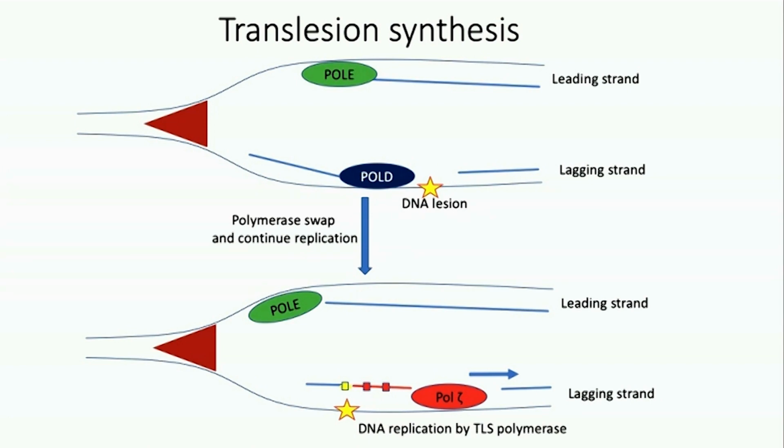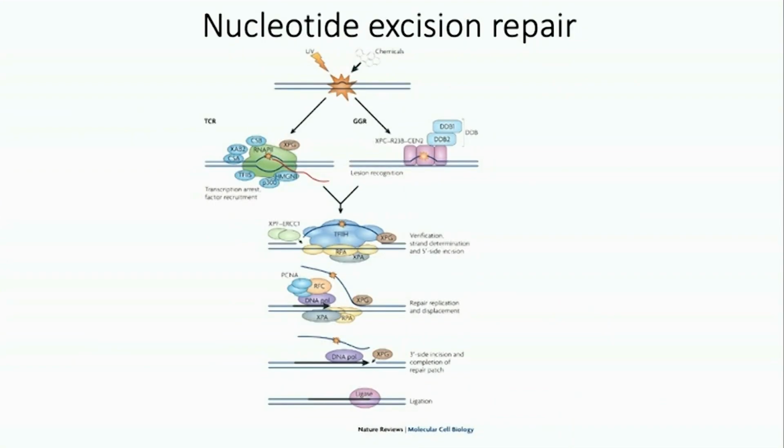What happens is that it introduces a mutation, with high probability, opposite the initial lesion, and it may also introduce additional mutations because it's low fidelity. However, it's much better for the cell to tolerate the lesion in this way than to be unable to continue replication. Another system is nucleotide excision repair.